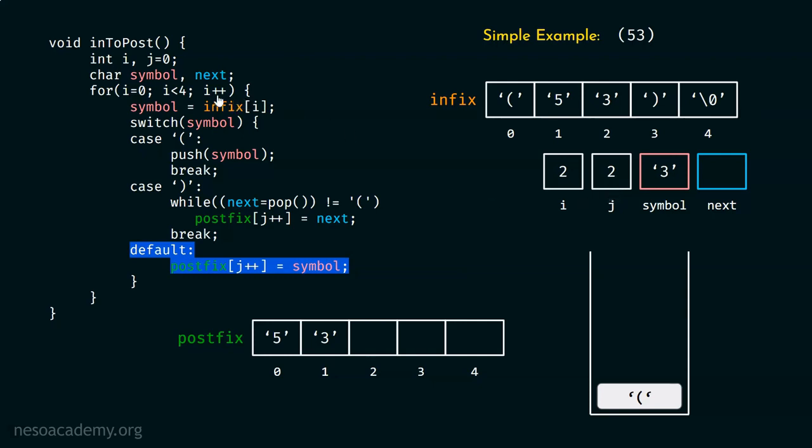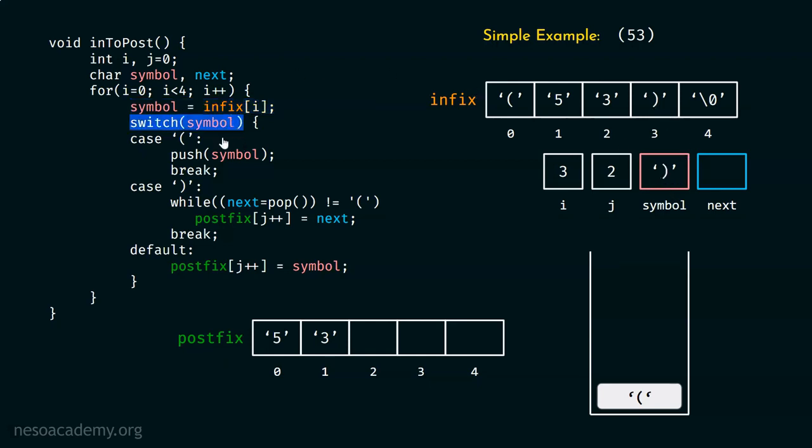Now again, I will get incremented by 1. This becomes 3. Then we'll again check this condition. Is 3 less than 4? Yes, of course, 3 is less than 4. We'll get inside this for loop. This will get replaced by 3. So here we are actually putting infix of 3 inside symbol. What is infix of 3? This symbol. We will store this character inside this symbol variable.